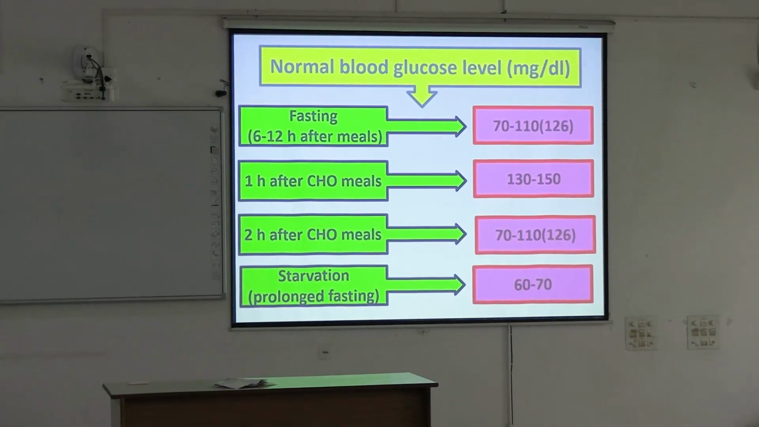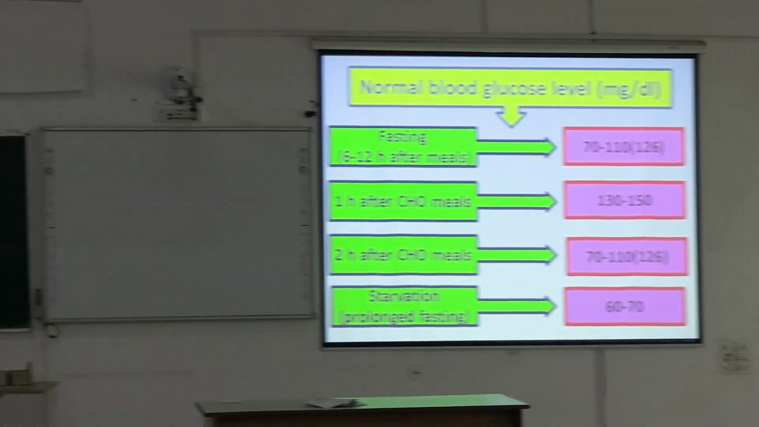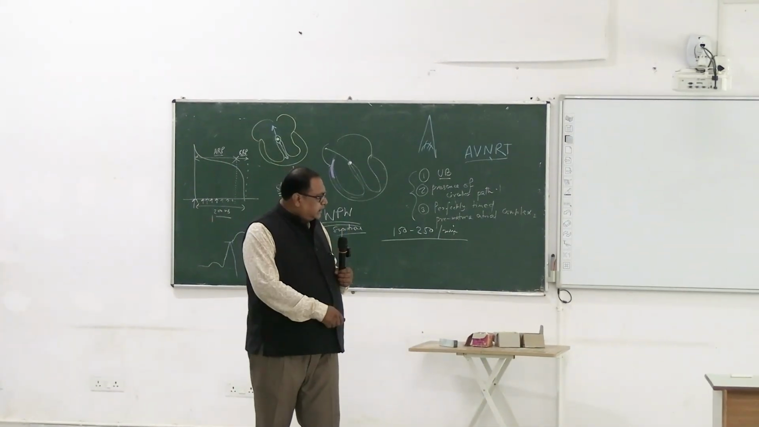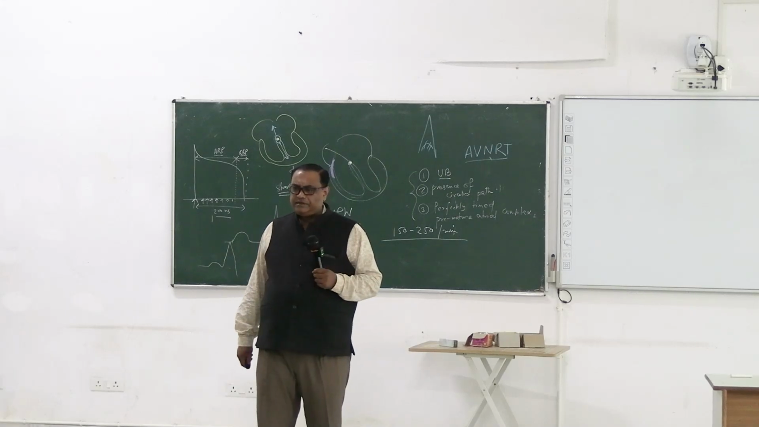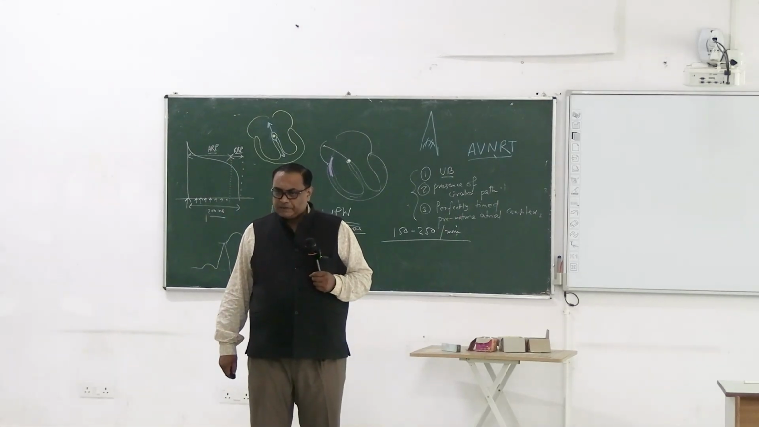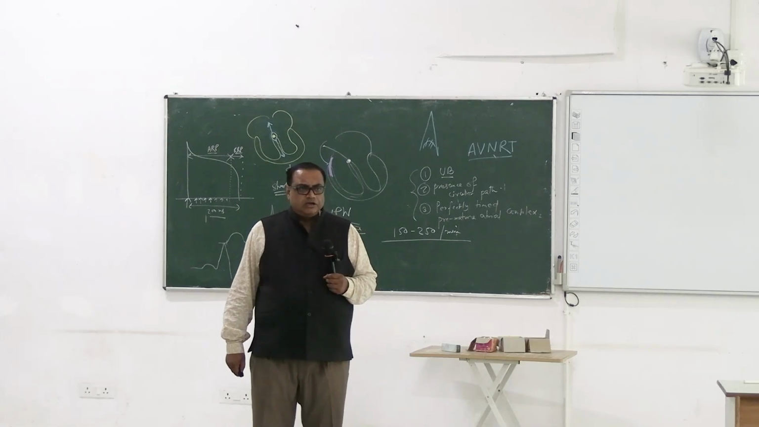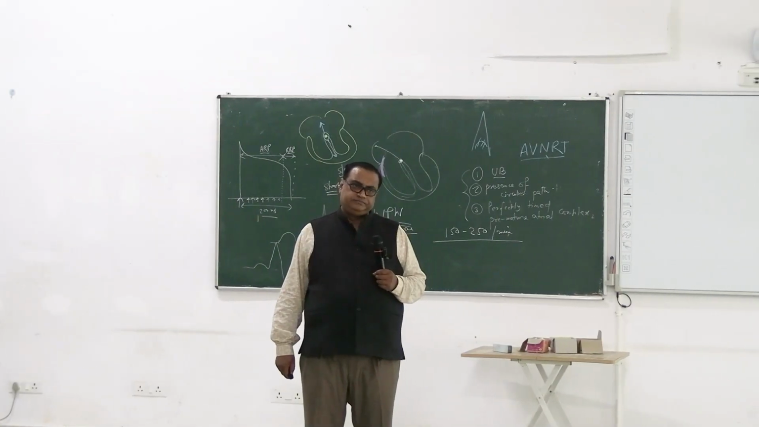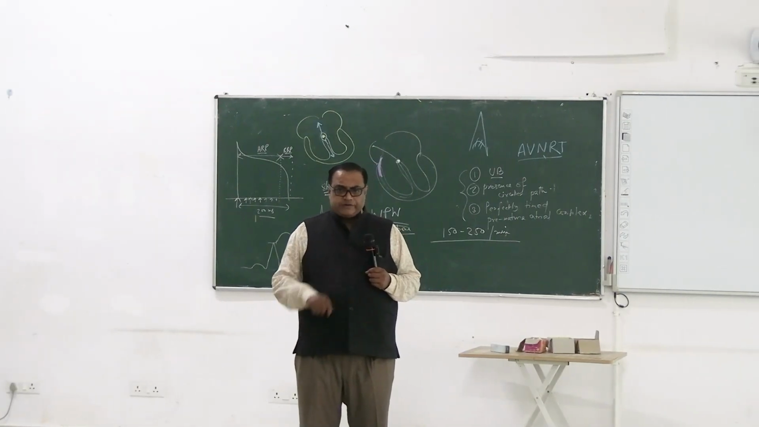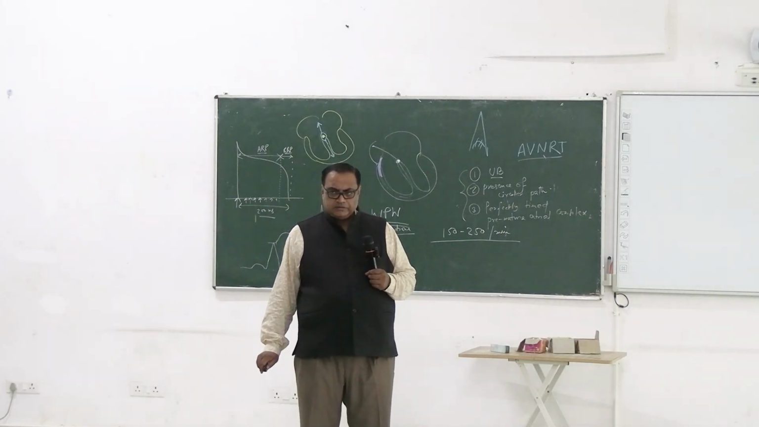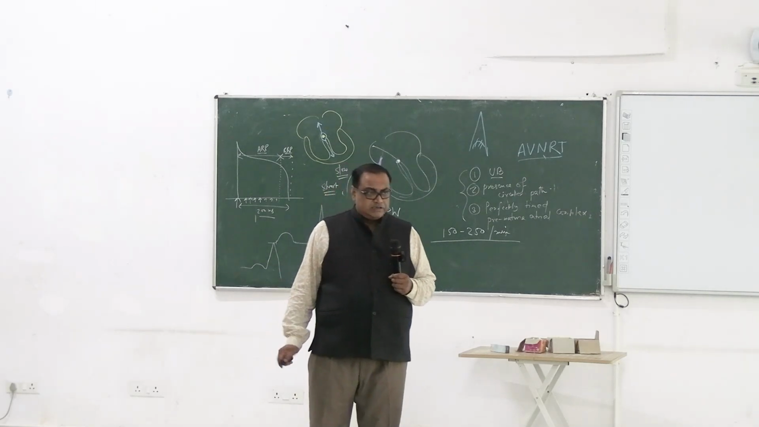Starvation: if you go for prolonged starvation, not eating anything for 2 to 3 days, what will happen? You come to starvation mode. Then it must not go below 60. If it goes below 60 milligram per deciliter, then that is called hypoglycemia. Remember, all these values are for adults, not for children. Okay, all values for adults. Children have different values.